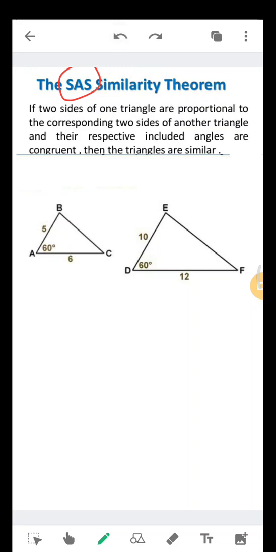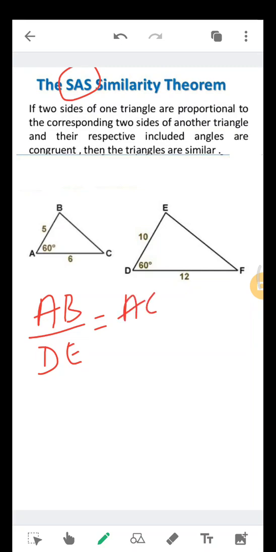AB is 5 centimeter and DE is 10 centimeter. So AB by DE is equal to AC by DF. You can see here AC by DF. AB by DE is 5 by 10, that is 1 by 2, and AC by DF is 6 by 12, that is also equal to 1 by 2. So the ratio of these two corresponding sides are equal, and the included angle, you can see the angle which is included here.